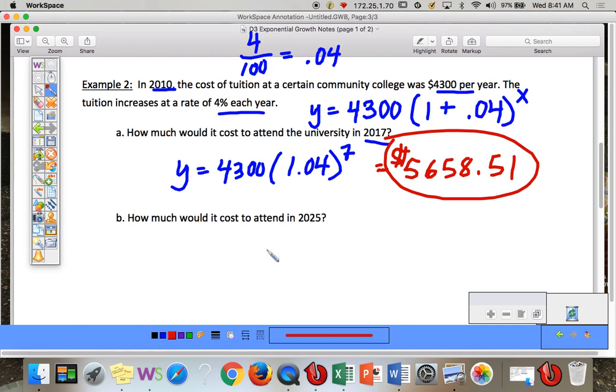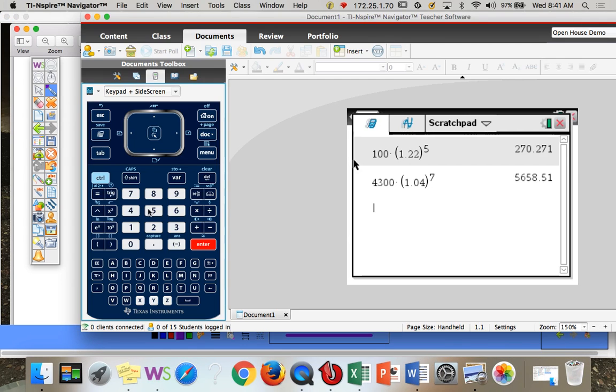How much would it cost to attend in 2025? Well, 2025 is 15 years since 2010, so that would look like this: 4,300 times 1.04 to the 15th power. Let's type that in. All right, so the tuition would be $7,744.06.